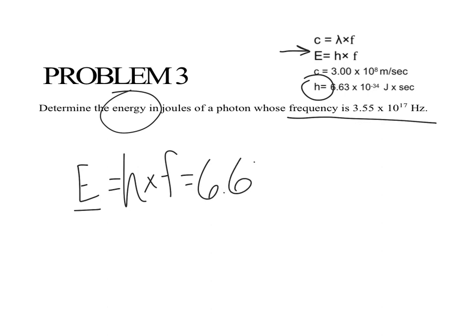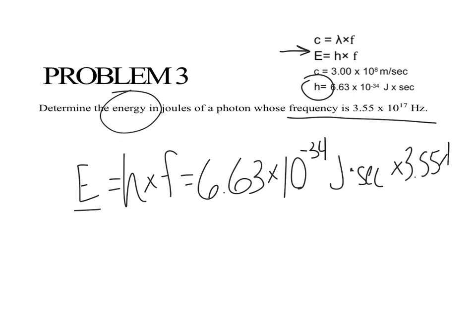So I'm going to start plugging and chugging. You'll see that a lot of these problems are really just plug and chug problems. So I have my Planck's constant, 6.63 times 10 to the negative 34 joules times seconds, times my frequency, 3.55 times 10 to the 17 hertz. Remember that hertz is really 1 over seconds.